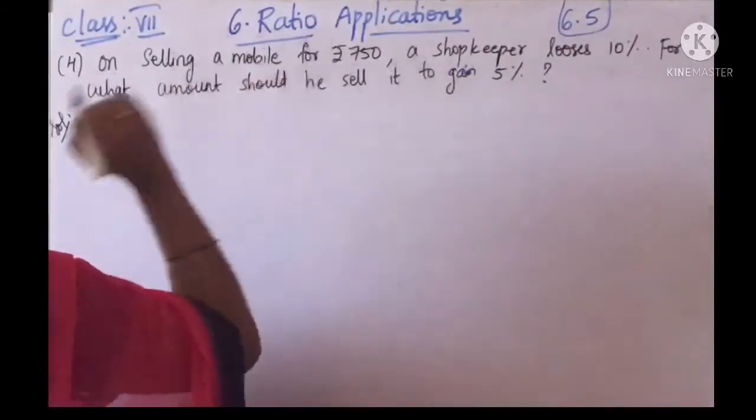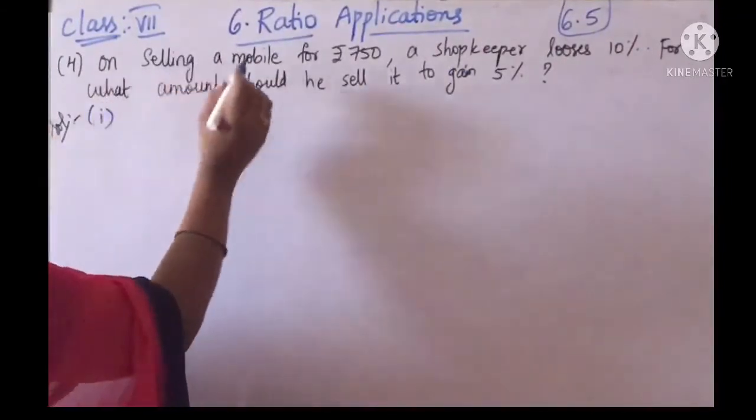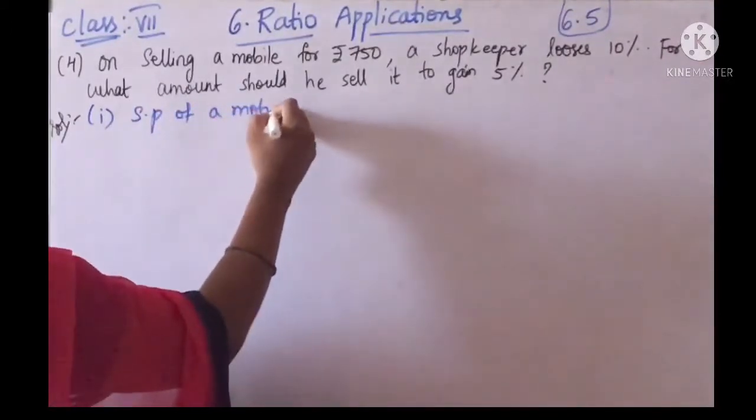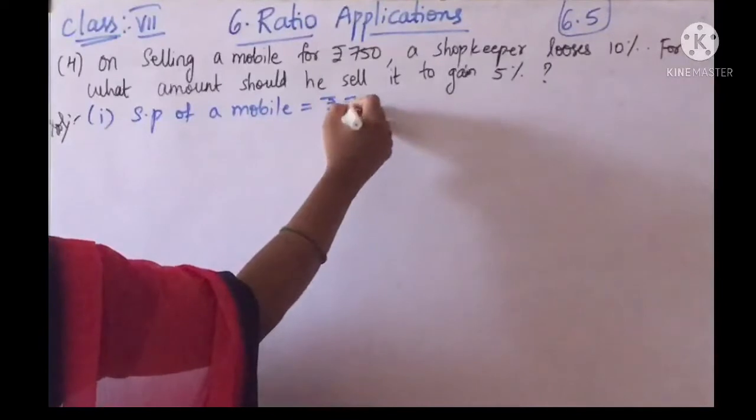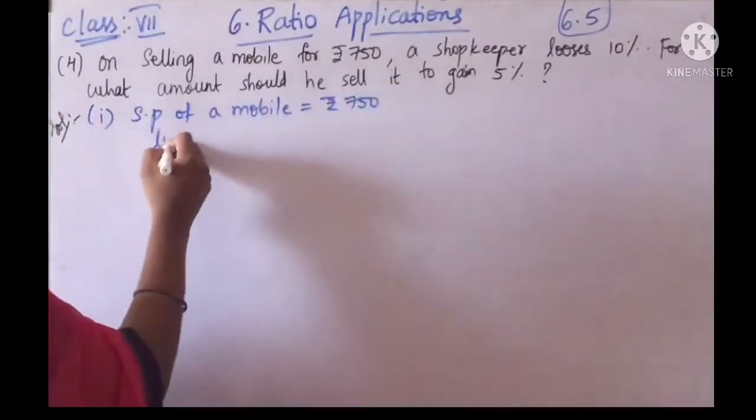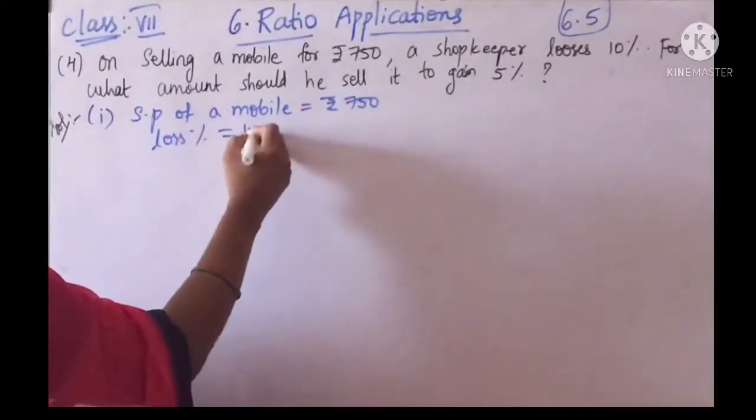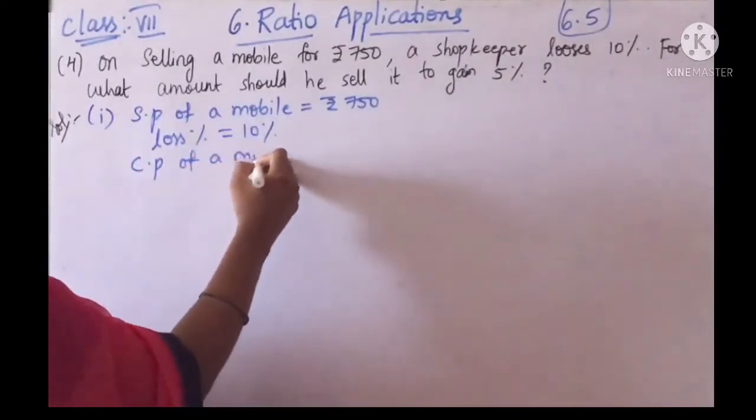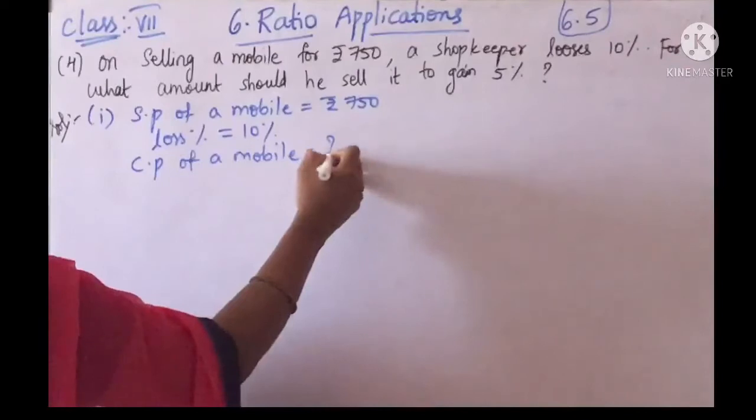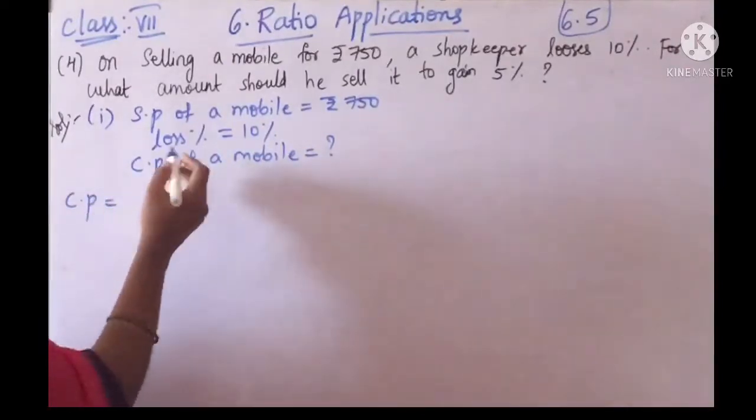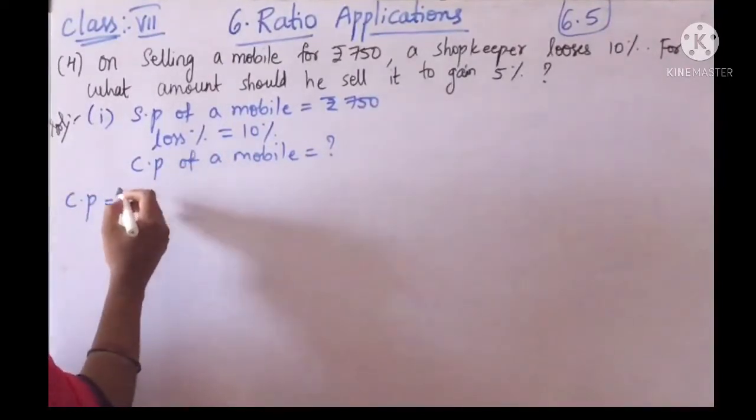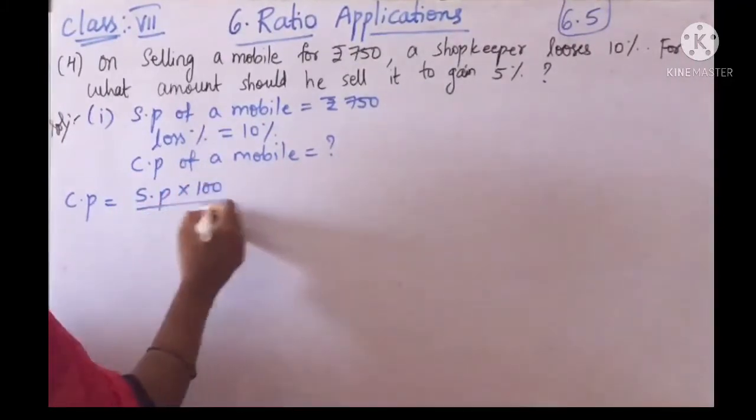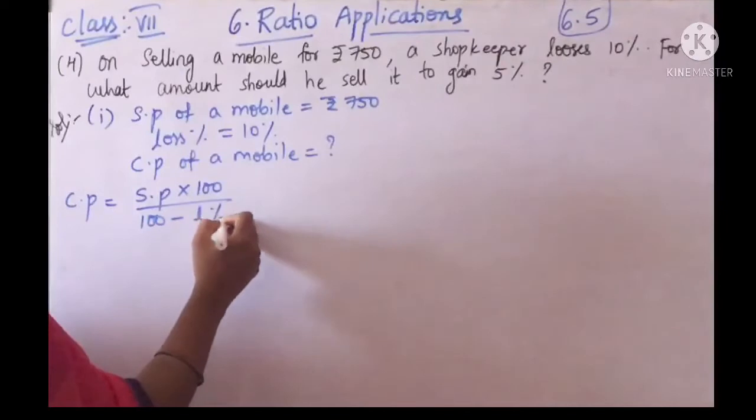So here in the first part, what is given I am writing. Only first sentence you look at the board. On selling a mobile, so SP of a mobile, how much? Rupees 750. He got a loss percentage as 10%. So we need to find CP of a mobile here. Okay children. So what is the CP when SP and the loss percentage is given? CP is nothing but SP into 100 by 100 minus loss percentage.